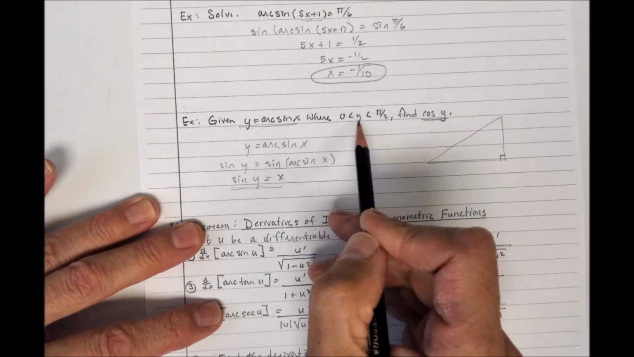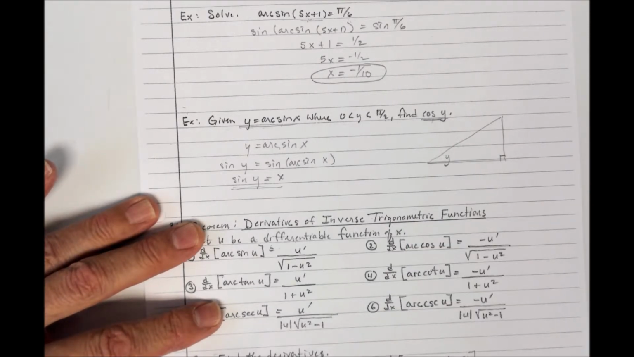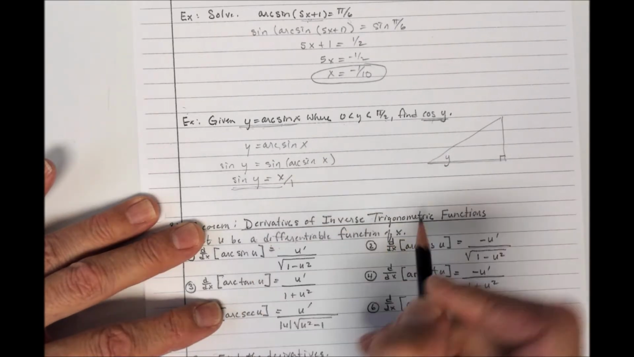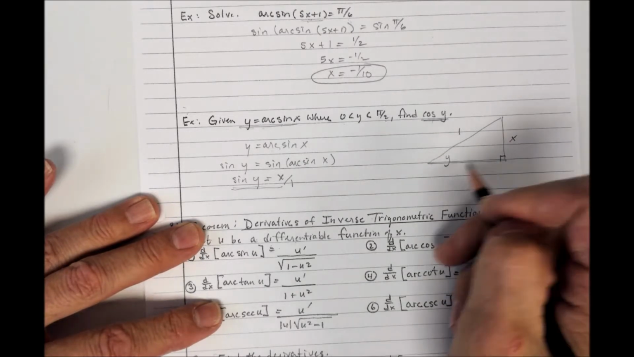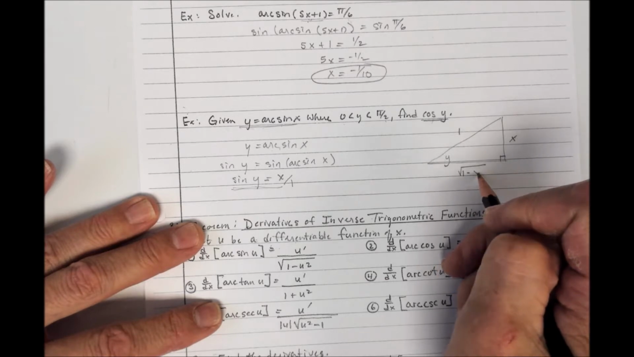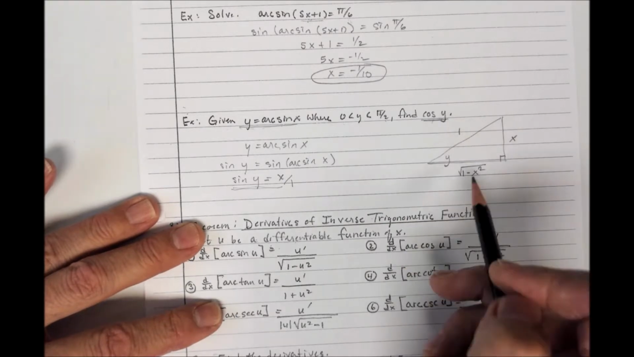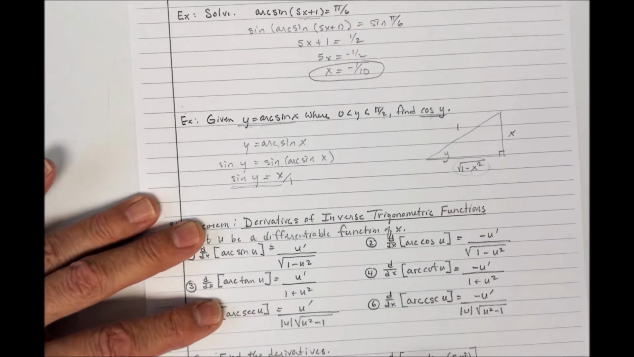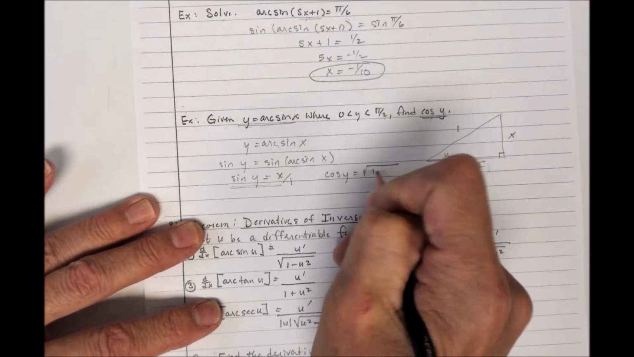Now remember, this is a first quadrant angle, so I can put the first quadrant angle right in there in a right triangle. And what do we know about this? Well, we know the sine of this angle is x, which is the same as x over 1. Opposite over hypotenuse. And if I use the Pythagorean theorem, I get the other leg to be the square root of 1 minus x squared, which is convenient because I need the cosine of y. The cosine of y would be the adjacent over the hypotenuse, which is 1. Of course, that's just the adjacent. So that tells me that the cosine of y is equal to the square root of 1 minus x squared.